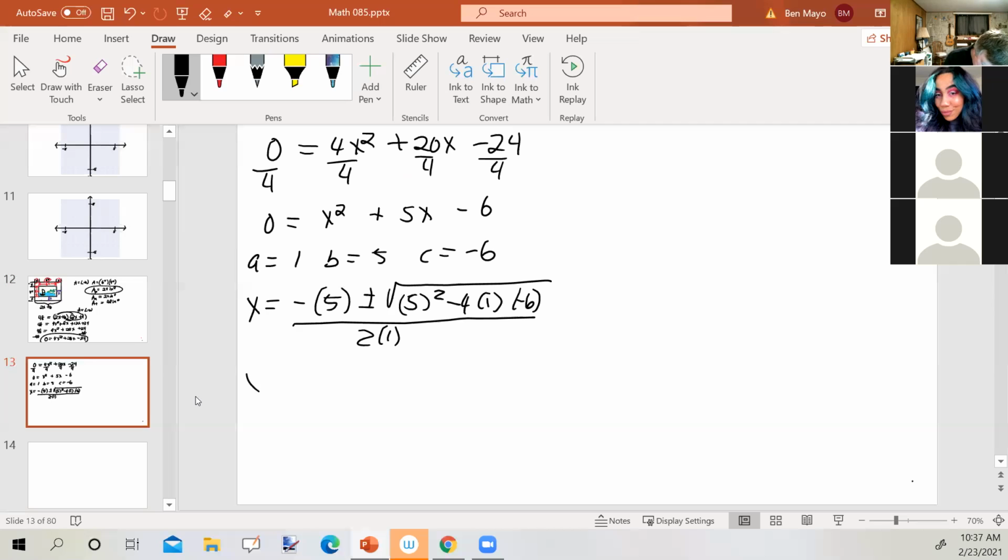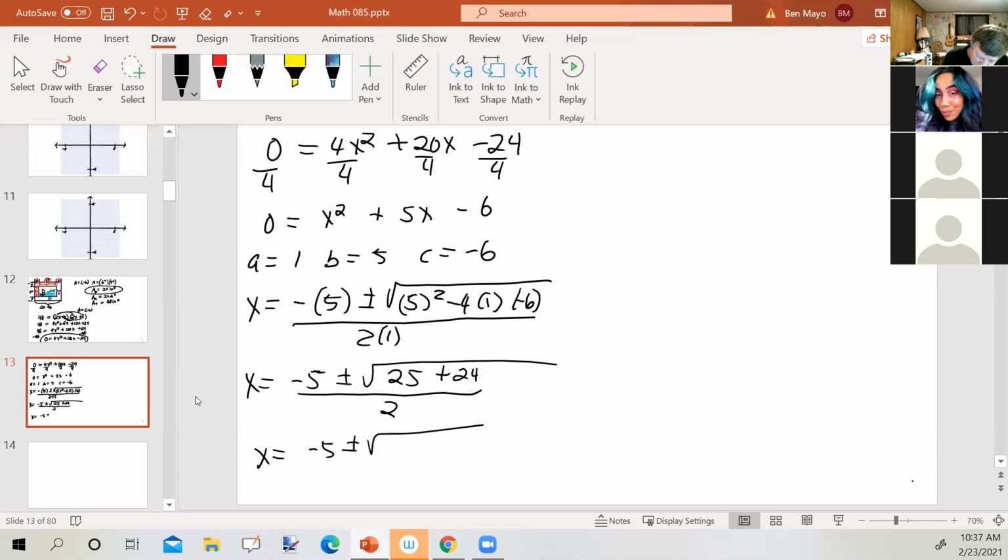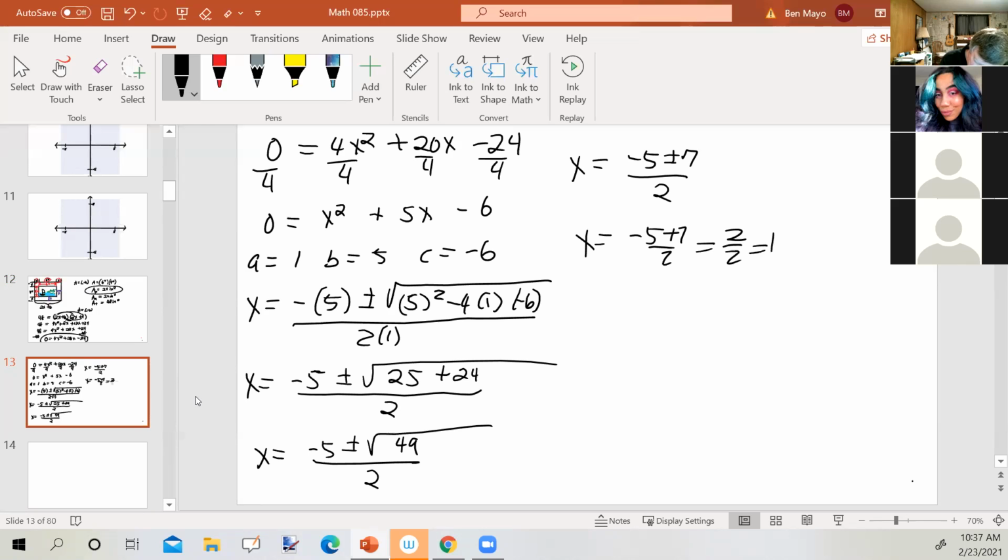Continuing to simplify, x equals -5 plus or minus the square root of 25, and then we've got -4 times 1 times -6, which would be a plus 24, all over 2. X equals -5 plus or minus the square root of 49 over 2. X equals -5 plus or minus 7 over 2. Square root of 49 is 7. So we've got x equals -5 plus 7 over 2, which is 2 over 2, which is 1.